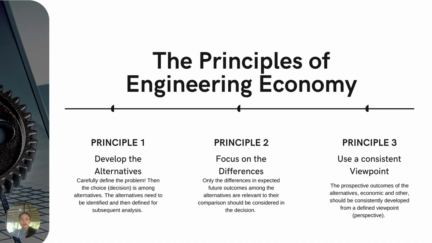Okay, so we have principle 1, develop the alternatives. So we carefully define the problem, then the choice or decision is among alternatives. The alternatives need to be identified and then defined for subsequent analysis. So a decision situation involves making a choice among 2 or more alternatives.